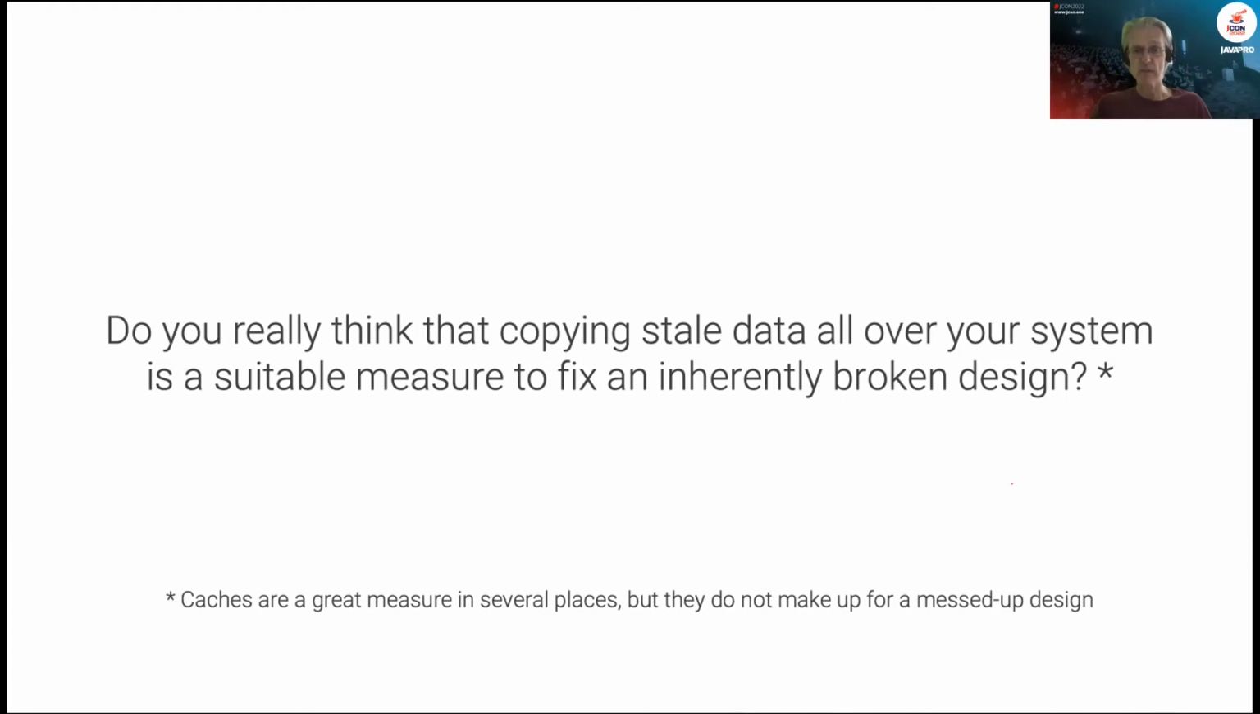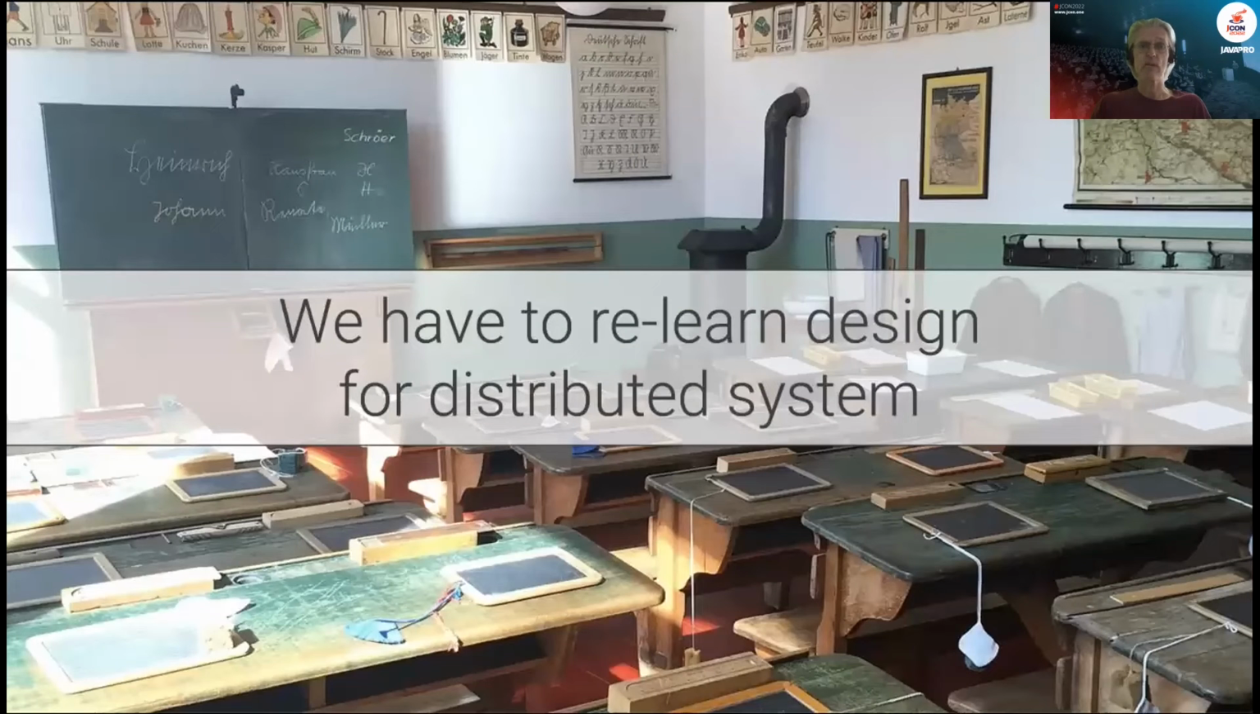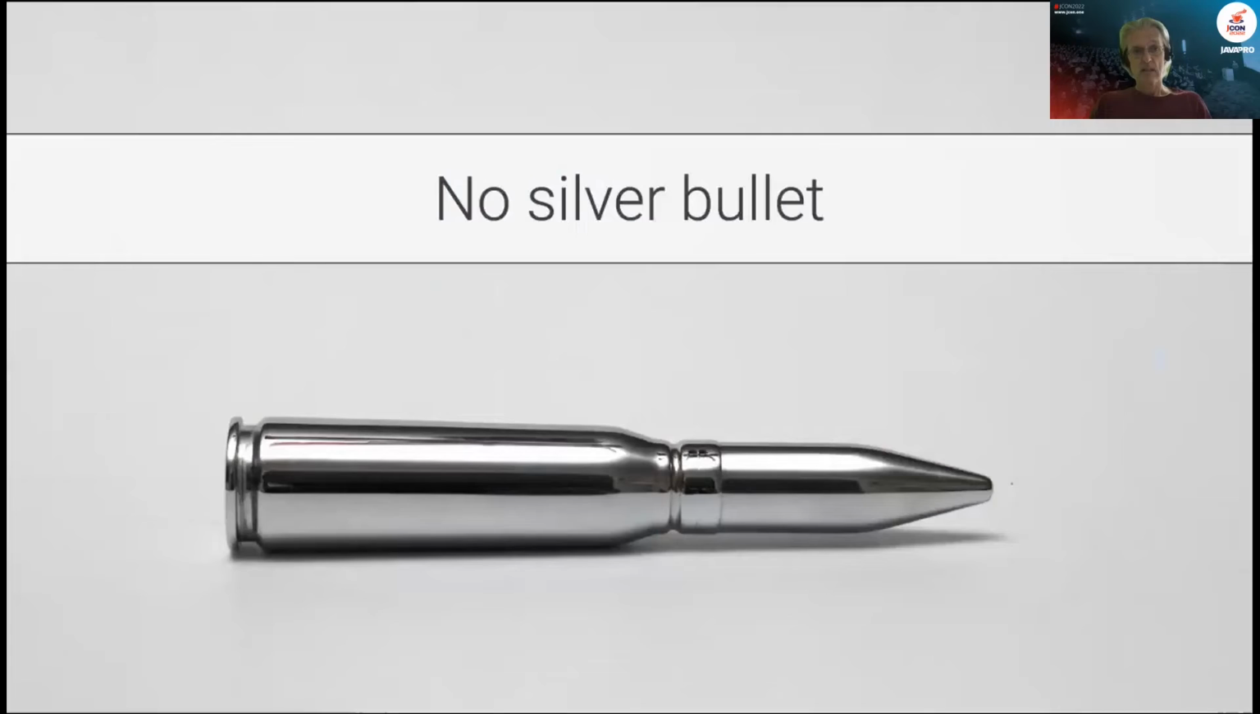It's not a fix all. It can be used in some places, but not everywhere. So bottom line, basically we have to relearn design for distributed systems. And yeah, well, it's not easy.